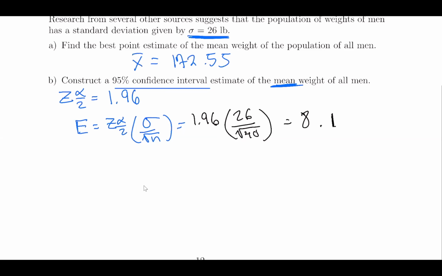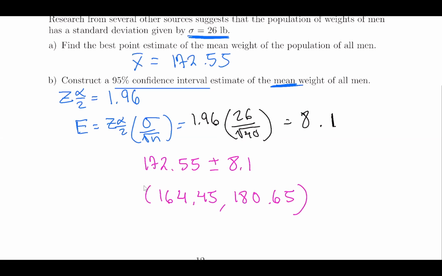All right, so for the final step, we're going to do the confidence interval. We're going to take X bar, which is 172.55, plus or minus 8.1. If I do 172.55 minus 8.1, you get 164.45. Now I'm going to do the operation again: 172.55 plus 8.1, and now you get 180.65. And that's your confidence interval for the population standard deviation. Any question in regard to the confidence interval for population standard deviation?